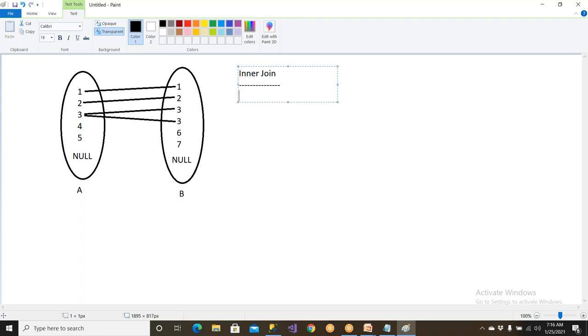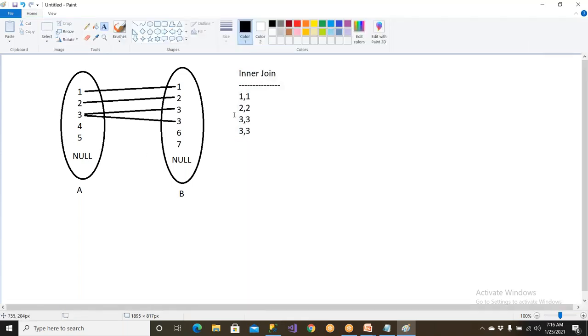So inner join always gets matching data. What do you mean by that? 1 comma 1, this 1 and this 1 is matching, and 2 comma 2. Clear? This 2 and this 2 is matching, and 3 comma 3. This 3 and this 3 is matching. Because of this 3, it is going to get repeated. This 3 and this 3. 4, 5, null, nothing will come.